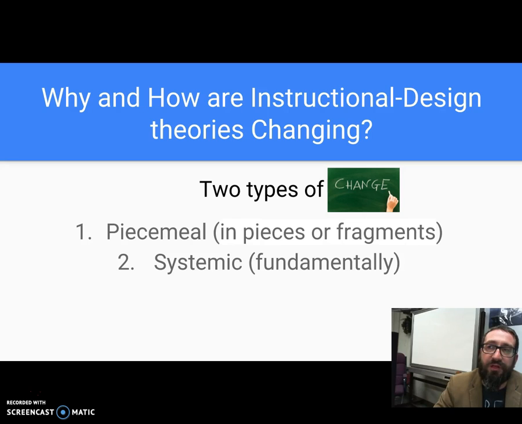Why and how are the instructional design theories changing? Well, there are actually two types of change that can take place. One is piecemeal, or in pieces or fragments. This leaves the structure of the system unchanged. It involves finding a better way to meet the same needs. And then the second type of change is systemic, or fundamental. This involves modifying the structure of the system in response to new needs.